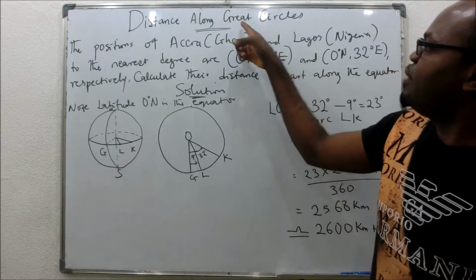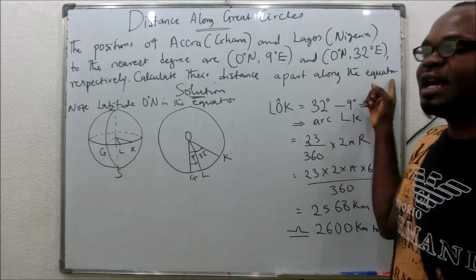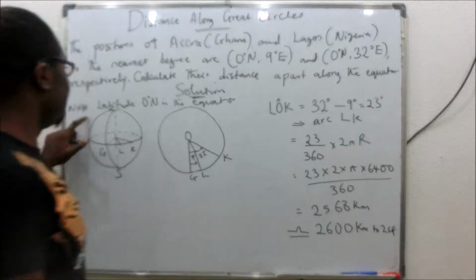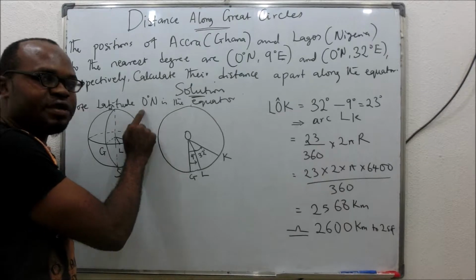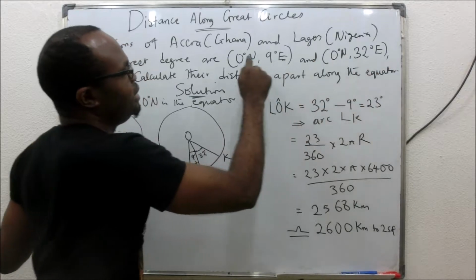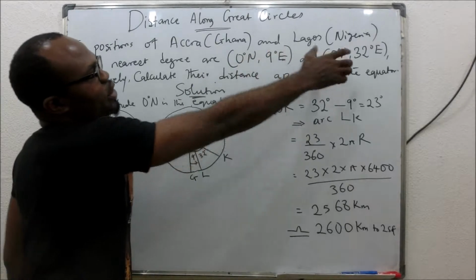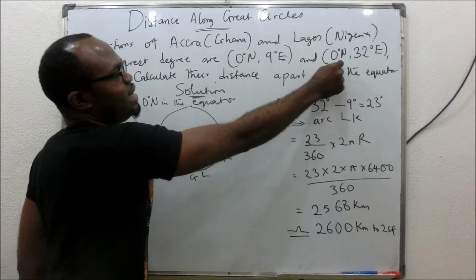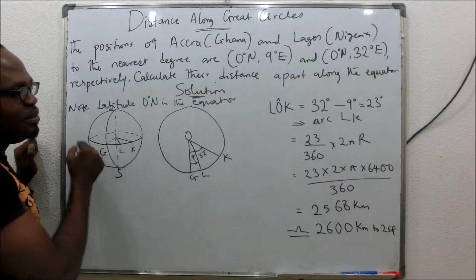Very, very important. Whenever you're calculating distances along a great circle, it has to be either along the equator or along the meridians. So note, latitude 0 degree north is the equator. Whenever you get latitude 0, it's always the equator. And that is what was given here, equator, and is also given here. So whenever you're told to calculate distance between 2 points on the Earth's surface, you check the one that is consistent. You see that the latitudes are the same. That means the 2 points are on the same latitude.